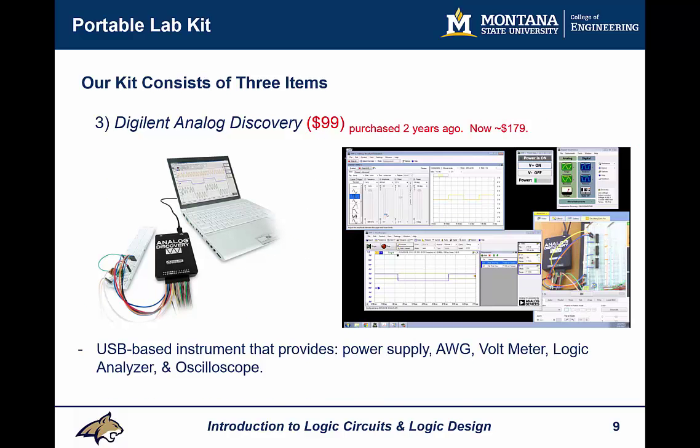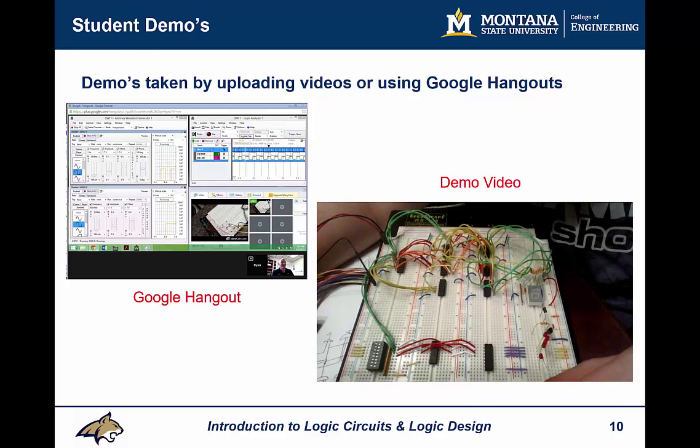But then we also use the Analog Discovery from Digilent, and this is a USB-based instrument. They call it a USB oscilloscope, but it's much more than that, and the more part of that really enables the portable lab kit. This device has a power supply, arbitrary waveform generator, voltmeter, logic analyzer, and an oscilloscope, and it's powered completely from a computer. So the student plugs it into a laptop, and they've got power that they can then provide to their breadboard. That really was the key to the portable aspect of this.